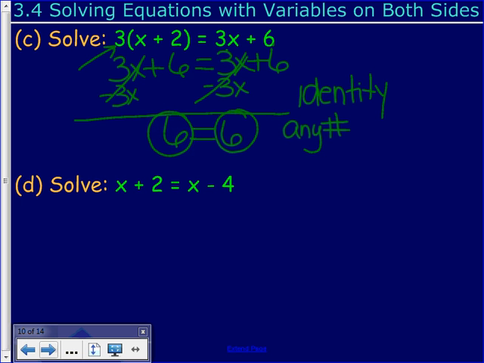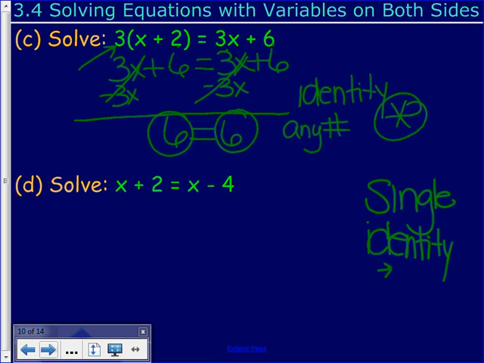What if I put in 0? 0 plus 2 is 2. 3 times 2 is 6. 3 times 0 is 0. Plus 6 is 6. I'm getting the same result. Identity solution. So we can either have a single solution, like we did on the previous two. We can have an identity, which means we have an infinite number of solutions. Any number I put in works.